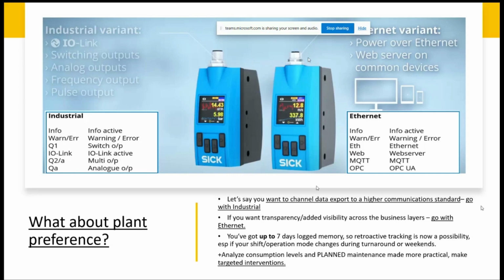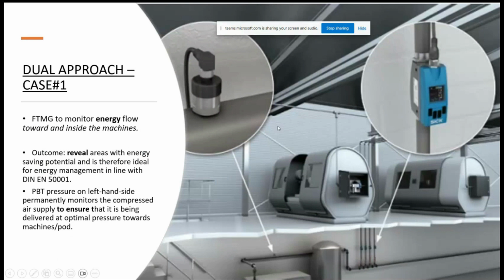So we're going to start looking at cases. We're going to have case one here. It's a bit grainy, but on the right-hand side we see the FTMg monitoring flow from the mains into the lines feeding the machines, for this CNC milling. It's monitoring energy flow towards and inside the machines. So you can have one upstream feeding the machines and one downstream as well. So you can see, is there anything anomalous that I should be aware of? Is it being lost? Is compressed air being sunk? Is this a compressed air heat sink?